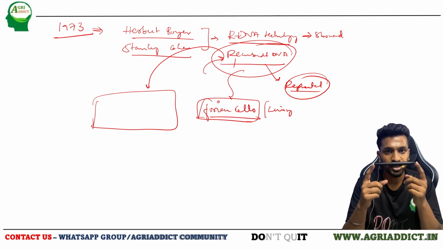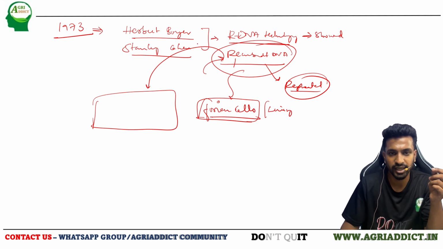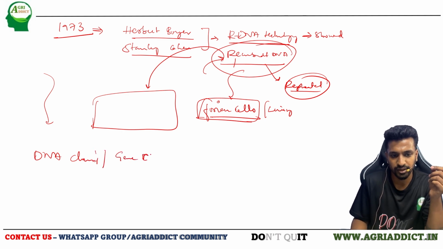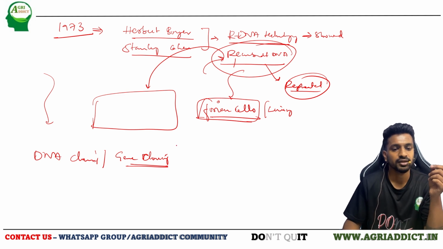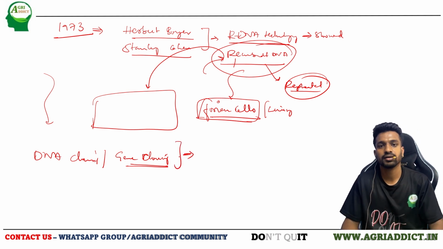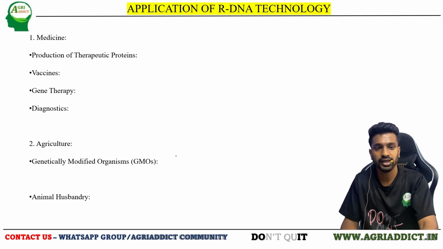So how can I multiply my single stretch of nucleotide or a single stretch of DNA sequence? I can do it by using this recombinant DNA technology, within which there is a certain method called DNA cloning, also called gene cloning, which employs the method of recombinant DNA technology, by which I can produce multiple copies of a gene of interest. So what exactly is gene cloning or DNA cloning?